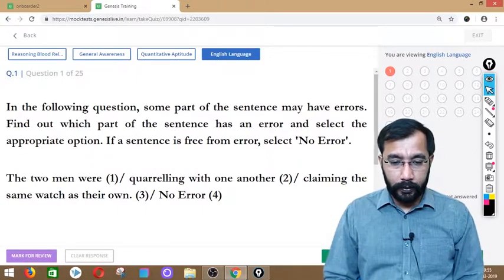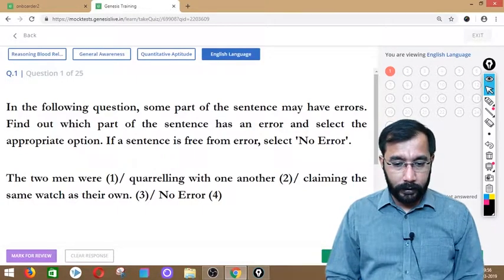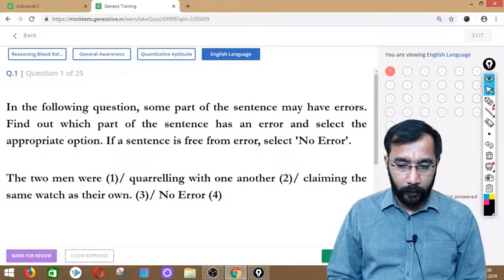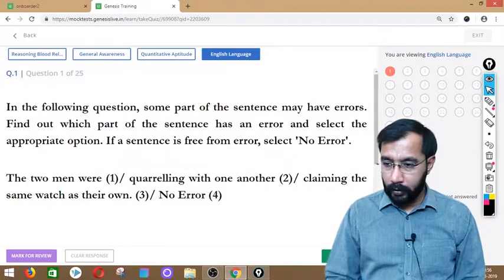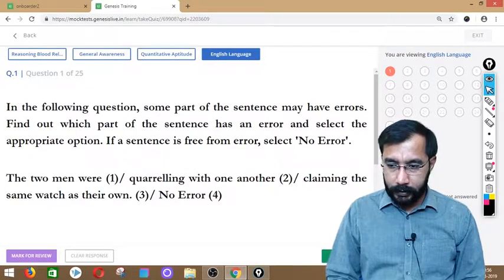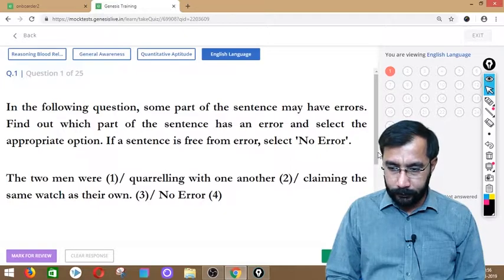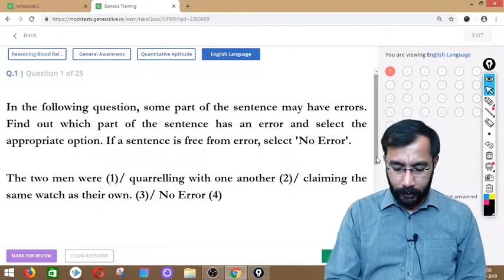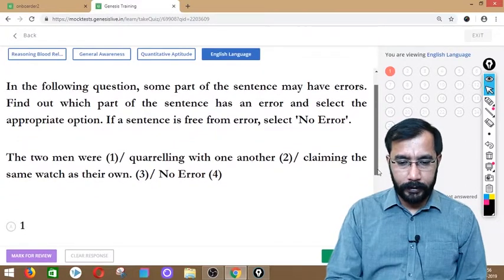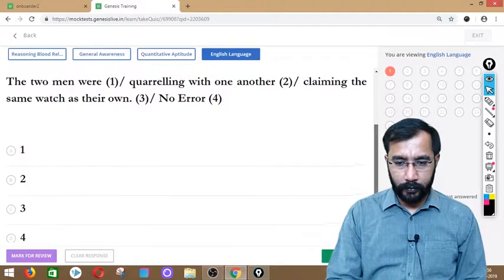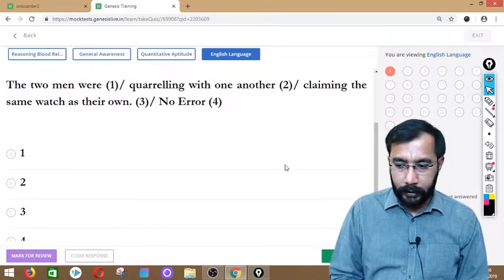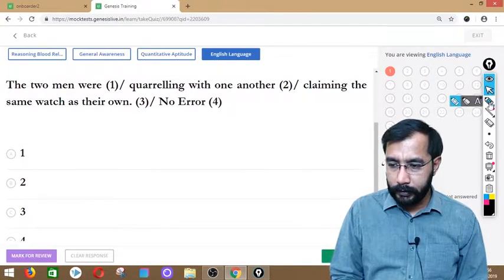Alright, so the sentence is: the two men were quarreling with one another, claiming the same watch as their own. All right, so this is the question. The answer to it is 2, as in the second part of the sentence.